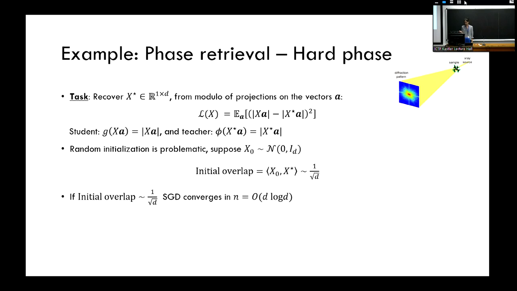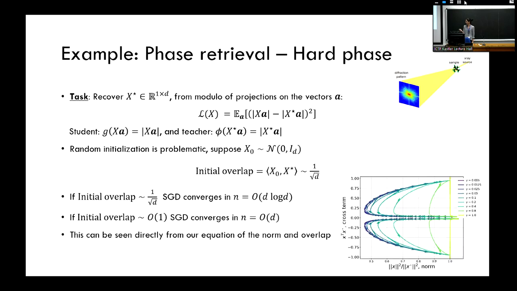Just in terms of intuition, what most work does is start with some non-zero overlap, some order one overlap, supposing that you have some knowledge about the direction of X star. In that case, you can show that the number of samples will be of the order of the dimension. And we can actually see that exactly from our ODE.